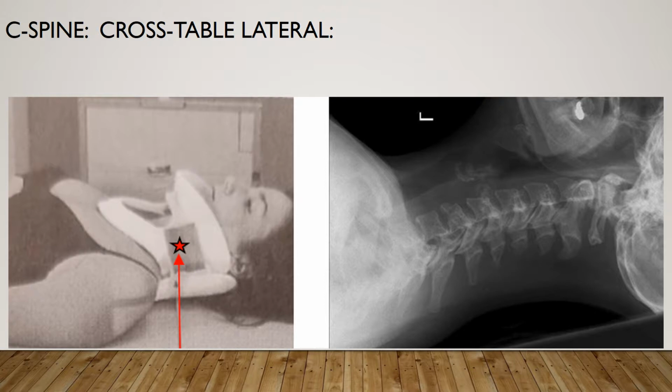For trauma patients, do not remove the cervical collar and do not move the head or neck until authorized by a physician who has evaluated the horizontal beam lateral image or CT scan of the cervical spine.